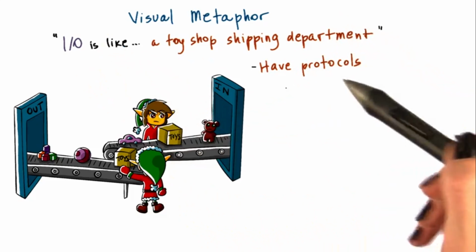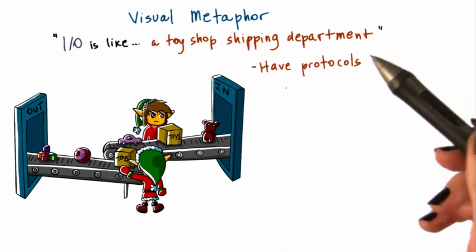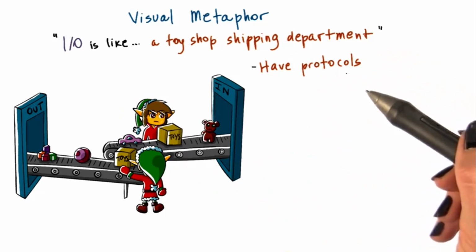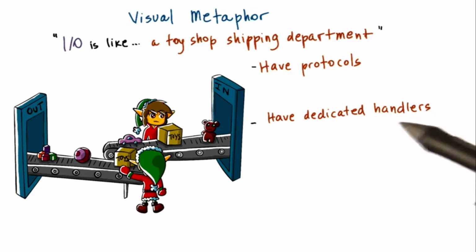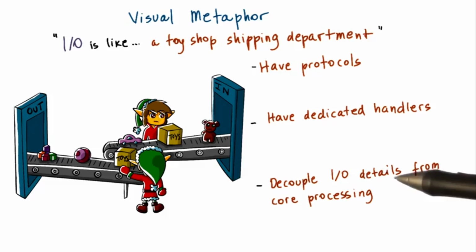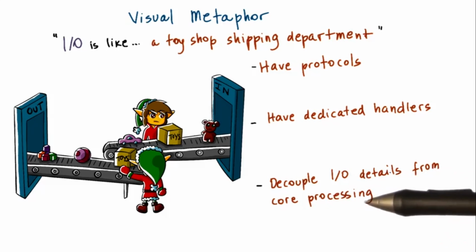For instance, both in the toy shop and in the operating system, there'll be protocols in terms of how the I/O needs to be managed. In both cases, there will be dedicated handlers or some dedicated staff that will oversee these protocols. And in both environments, the details about the I/O operations are decoupled from the core processing actions.